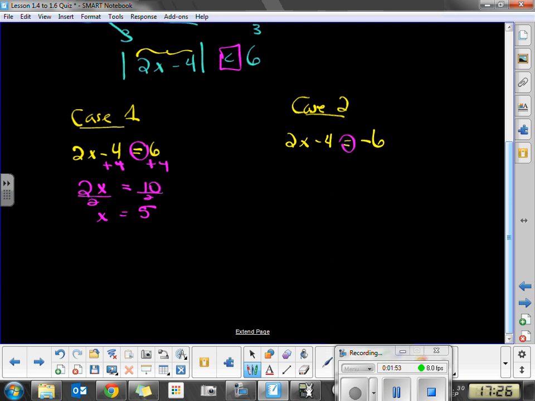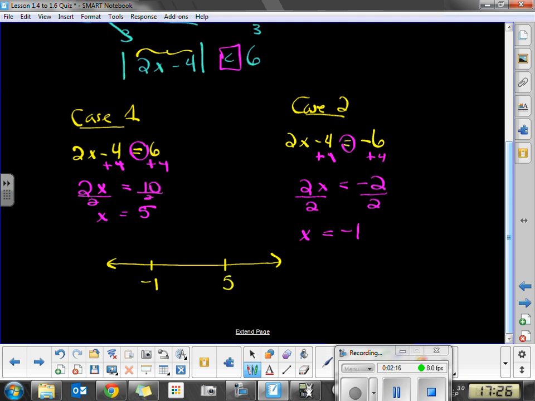Show that work. Over here, I want to make sure I add 4. That'll give me a 2x that equals a negative 2. Divide both sides by 2. X has to equal a negative 1. Okay, so now our number line has got these two numbers as our anchor points or as our solution boundaries.